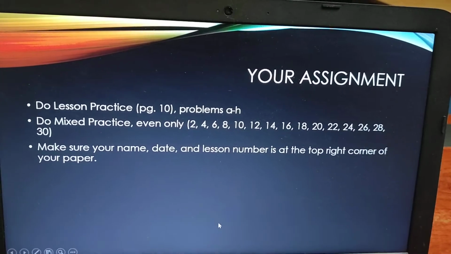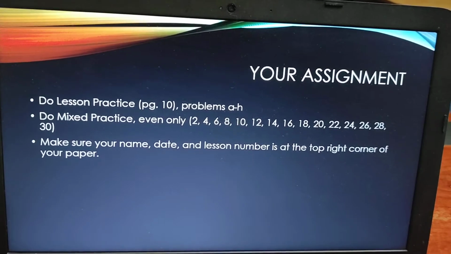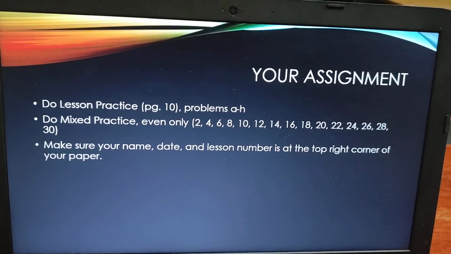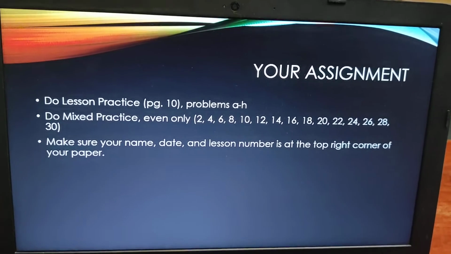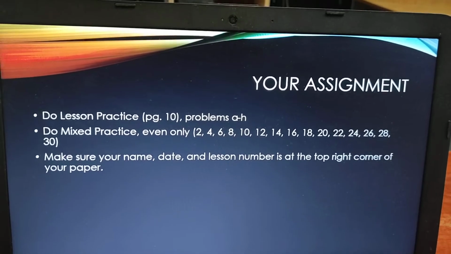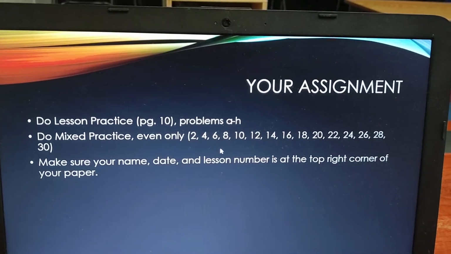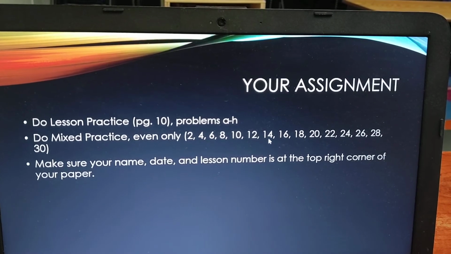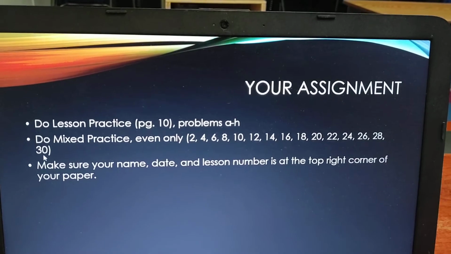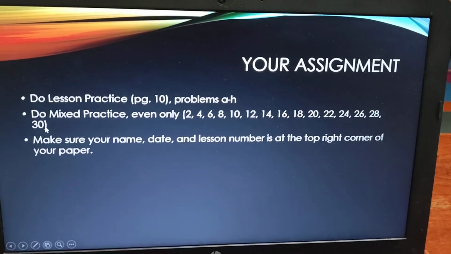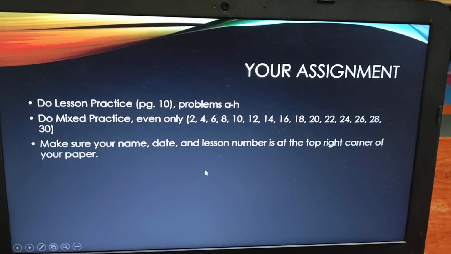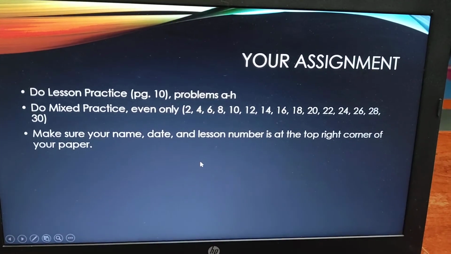Here's your assignment for Math Lesson 2. You need to do lesson practice on page 10, problems A through H. Then you need to do mixed practice, which is on pages 10 and 11. But even only, don't do the odd ones. Even only would be 2, 4, 6, 8, 10, 12, 14, 16, 18, 20, 22, 24, 26, 28, and 30. Make sure your name and date and lesson number are all at the top right corner of your paper. That way you get credit for all the hard work you did today.